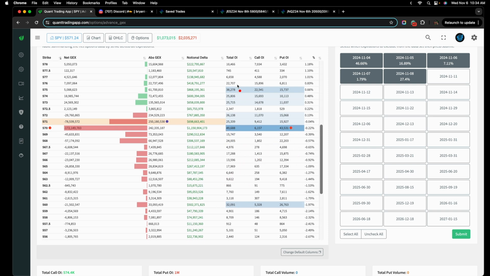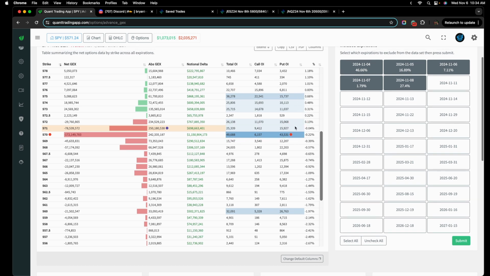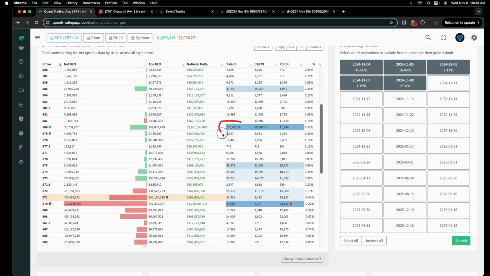As we can see, these blue strikes right here are lit up on QTA, as it is what I call the open interest heat map. It is highlighting the strike prices that have a lot of open interest. This is a deep blue color because this is a strike that has a lot of total open interest, in this case over 100,000. It is combining the call open interest and the put open interest.